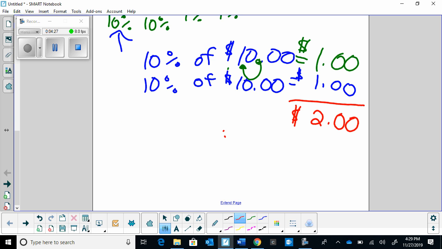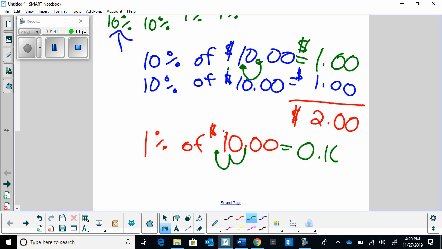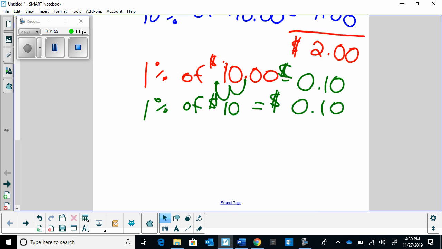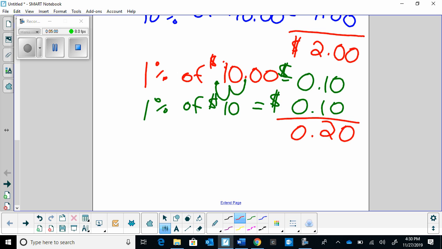But now we have to find out 1%. So we've got to take it away. So what's 1% of $10? Well, we said 1%, we move that decimal over twice. We move it once and twice. So 1% is going to be 10 cents. But we have that 2 times. So 2% of $10 is going to be 20 cents.